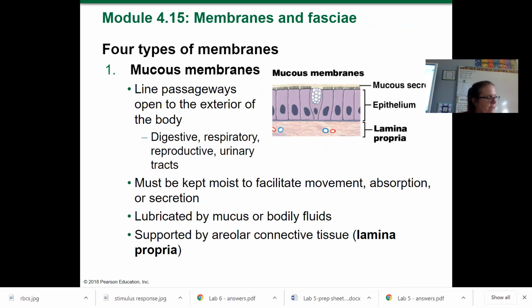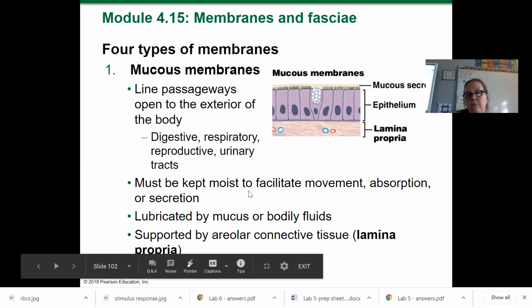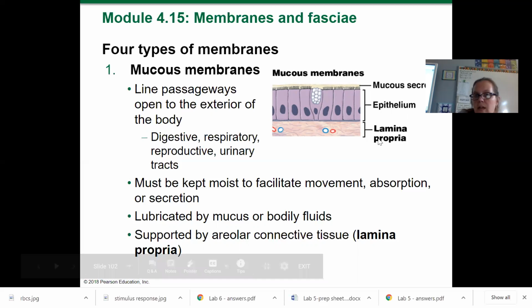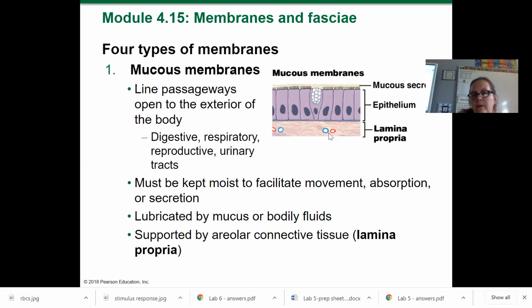Mucous membranes are what they sound like. They line the passageways, and some of the cells can secrete some kind of specialized liquid to help keep the organ or area moist, to allow for movement, and to lubricate so that there's no friction. This is supported by a special kind of areolar connective tissue called lamina propria. You can see that in the picture right here. That's the connective tissue, and these are the vessels that run through it. So connective tissue is vascular.